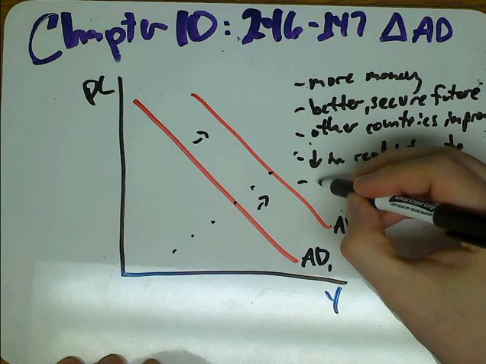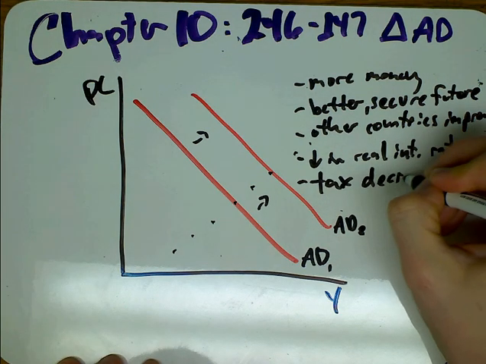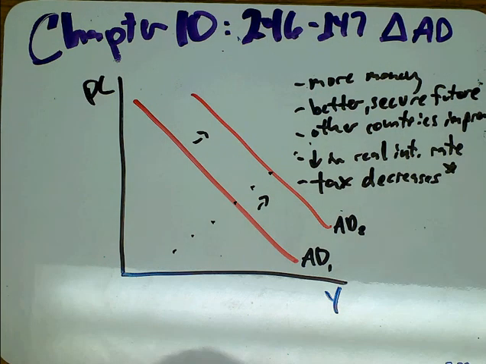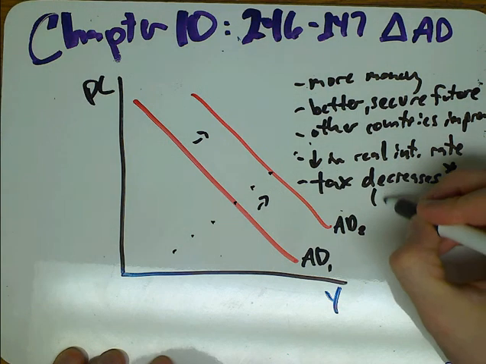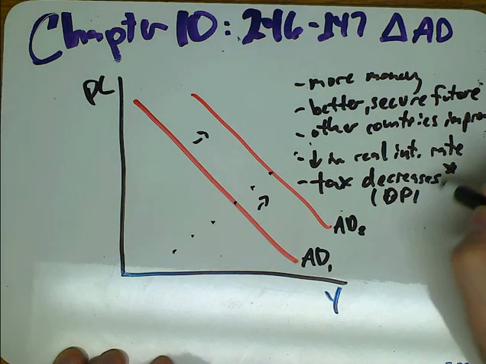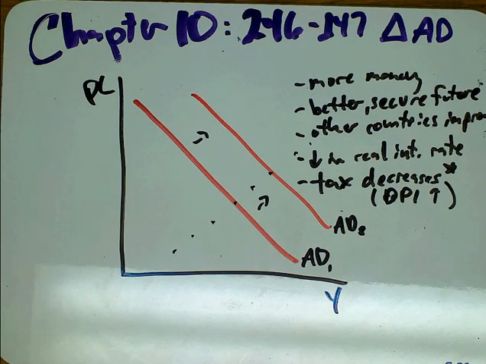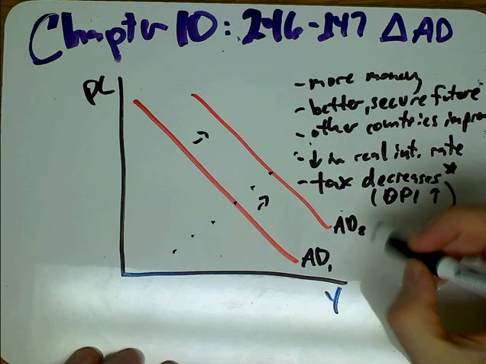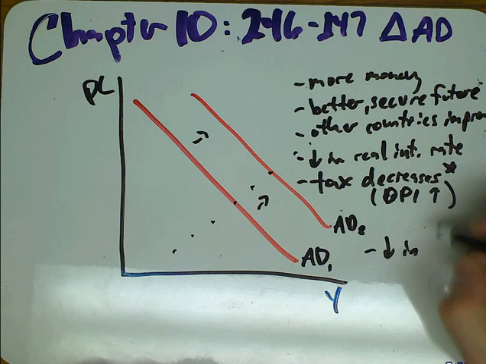In addition, if there's tax decreases, and we have to be specific here, I'm going to draw a little star here. When we talk about tax decreases, we're talking about consumer tax decreases, not like tax decreases on steel or nuclear energy or something that a consumer doesn't buy. But if it's a tax decrease on consumption spending, then you're going to see increased consumption spending because the price decreases. To be honest, that means that DPI increases, your disposable personal income.